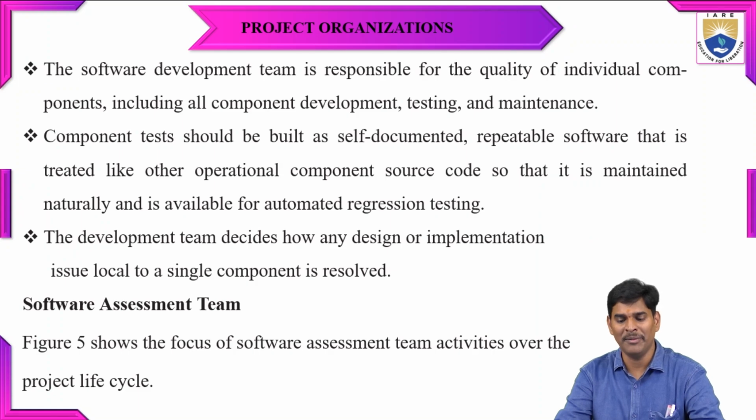The software development team will take more responsibility to improve the quality, and they need to handle the different types of component development, testing, and maintenance. The component test should be self-documented, repeatable software that is treated like an operational component. They need to have the source code, and this has to be maintained naturally. When we use this source code, the information is automatically displayed, and the critical issues are found with the help of automated testing. This development team decides how to design or implement issues local to a single component. The next one is the software assessment team.